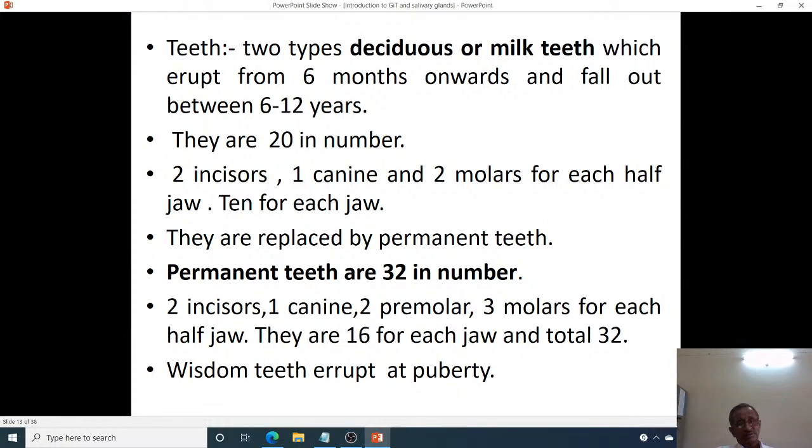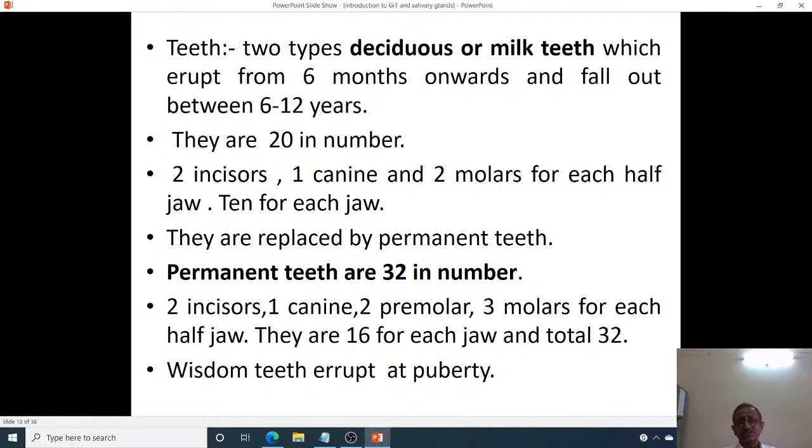Teeth. The teeth are the structures that help us in grinding the food that we have taken, that is, in making the food into small pieces. These teeth are of two types. Deciduous or milk teeth, which erupt from 6 months onwards and are followed between 6 to 12 years. That means during this time they are replaced by the permanent teeth. And they are 20 in number, 2 incisors, 1 canine, 2 molars for each half of jaw.